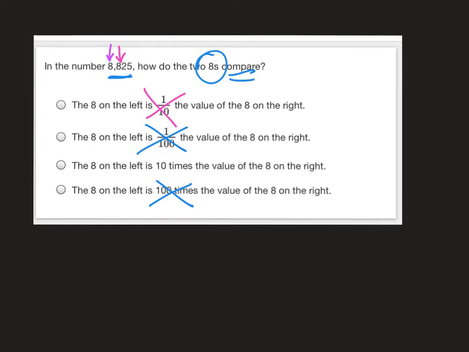All right, so C, we're assuming is our answer. It says the 8 on the left is 10 times the value of the 8 on the right, which is correct because the 8 in the thousands place is 10 times greater than the 8 in the hundreds place. So your answer for this one is C.